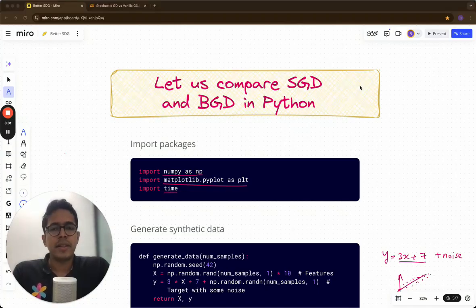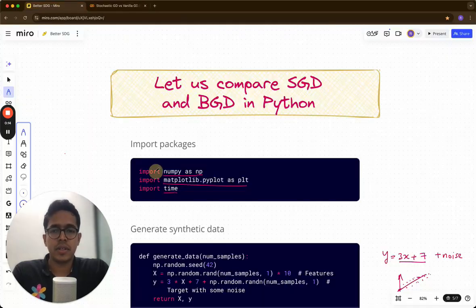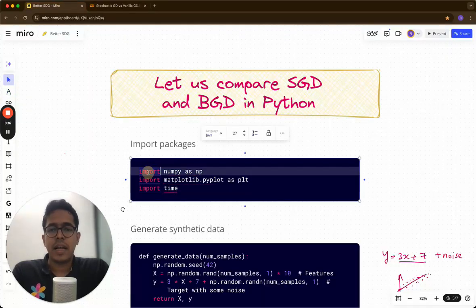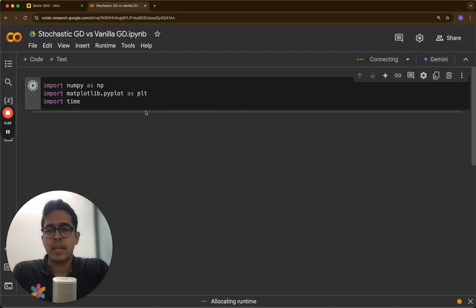So I'll be implementing this code in Google Colab, but feel free to use Jupyter Notebook, whatever environment you are comfortable with. I have already opened an empty Google Colab notebook here, and we can bring the code here. So first let's bring the library import part: import numpy as np, import matplotlib.pyplot as plt, and import time.